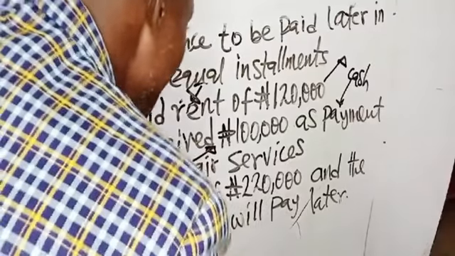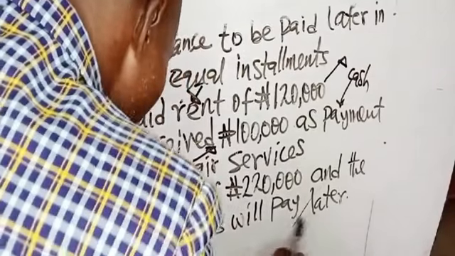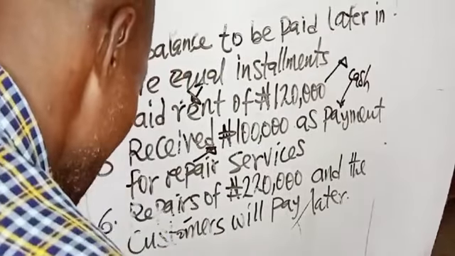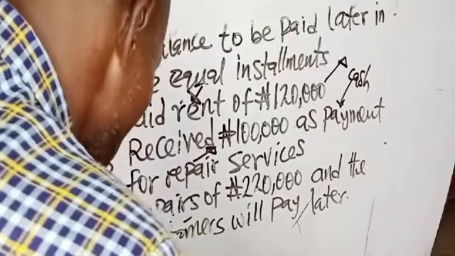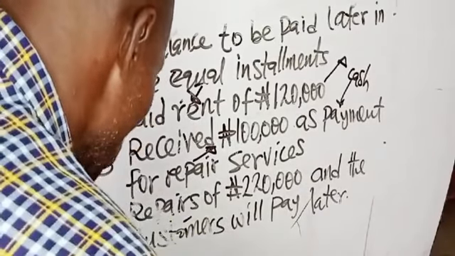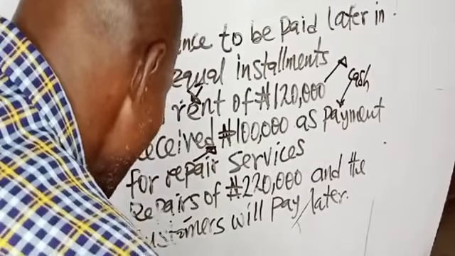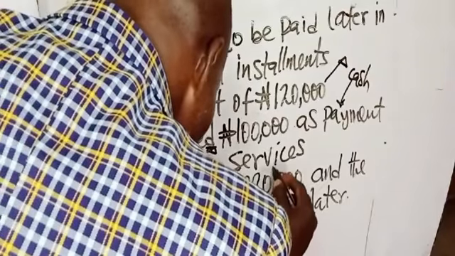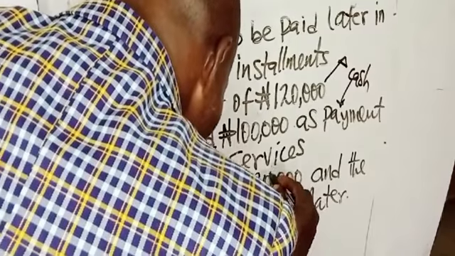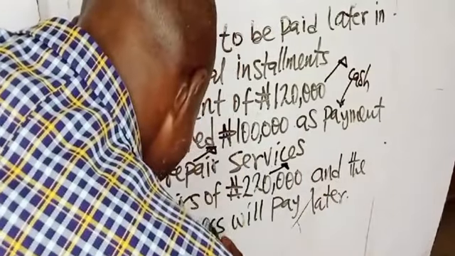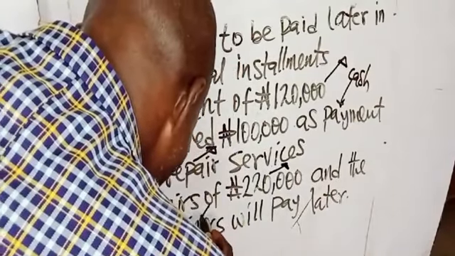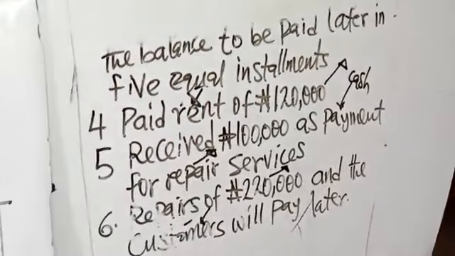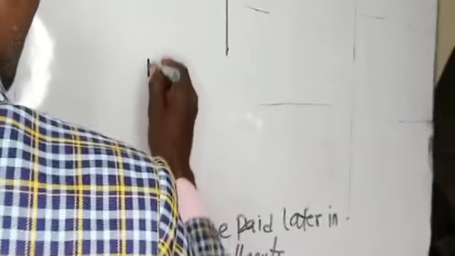Repairs of 220,000 naira, and the customers will pay later. Repairs of 220,000 is also a revenue to the business, and these have not been paid. No cash is involved, so it will not pass through the cash book. So repairs revenue account will be affected. Repairs revenue is an income, which is the giver. Customers is a debtor, receivables. We are going to record it in the receivables account. So let's open receivables account.